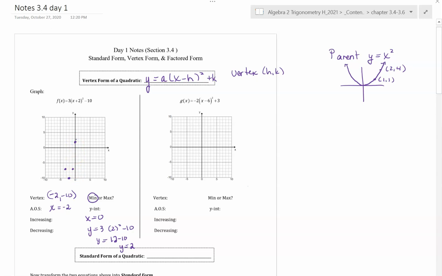I think it might help if you go ahead and put your axis of symmetry. Helps our eyes a little bit because again we went right 2 and up 12, but we could go left 2 and up 12. So here's another point. So we can go ahead and sketch a graph.